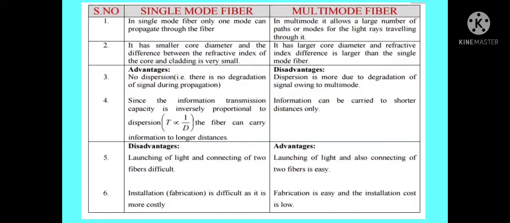In this slide, we have taken the comparative points of single mode and multimode optical fiber, as we have already discussed all these. So come to advantages and disadvantages of both fibers. Come to the first advantage of single mode fiber. There is no dispersion, that means there is no degradation of light signals during the propagation. And if we discuss the same point in case of multimode, then this becomes a disadvantage because dispersion is more due to degradation of signal owing to multimode.